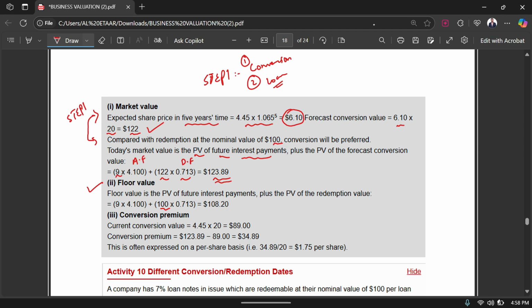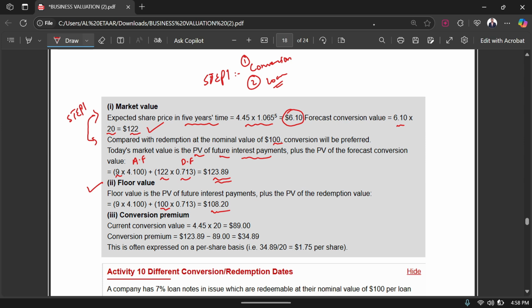Now instead of 122, you are just going to take 100, because in this floor value, we always assume that the investor is going to go for redemption, right? So 100 times the discount factor, and you get your value. So this is your floor value. That's how simple it is. Floor value is same. Everything is same.